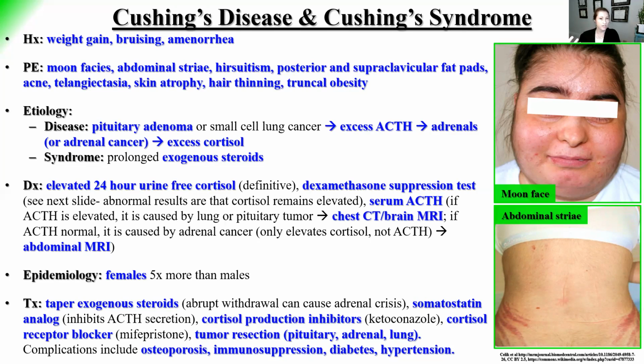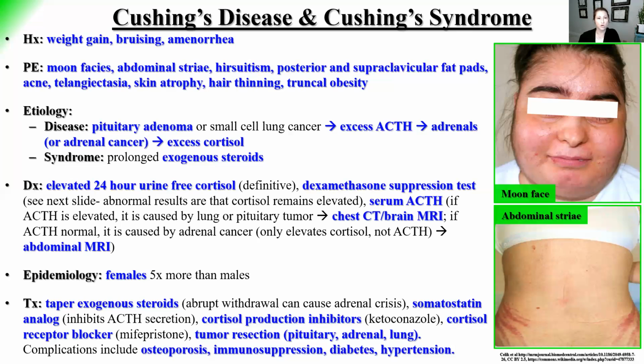Then we're going to get a chest CT or a brain MRI to try to figure out where that's coming from. If the ACTH is normal and it's only the cortisol that's elevated, we know that it has to be coming from something in the adrenal glands. So you're going to get an abdominal MRI to evaluate that. We're going to go over that again in just one slide.